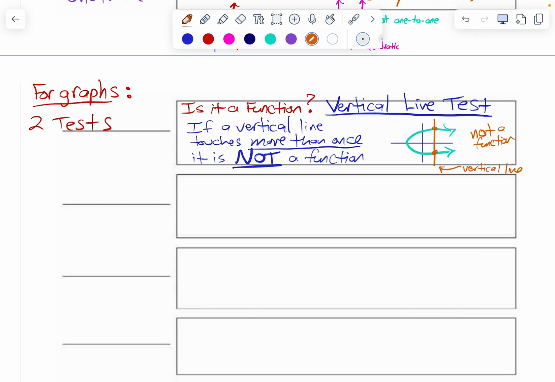Okay. The other test is: is it one-to-one? Can anybody think of another line test that we could do? Yeah, awesome. Good job, Jeremiah. So is it one-to-one? This will be the horizontal line test.